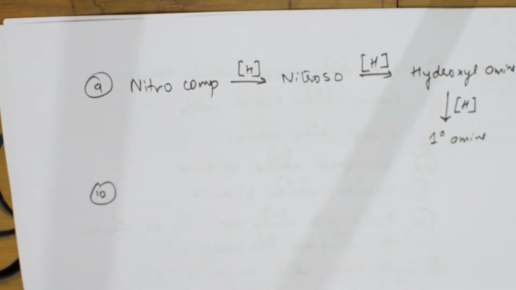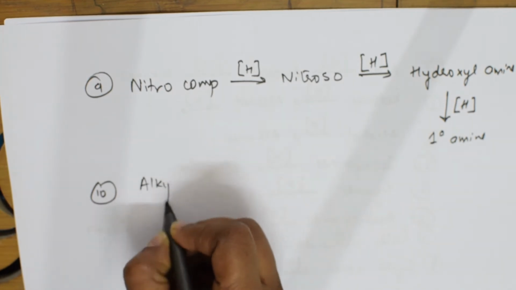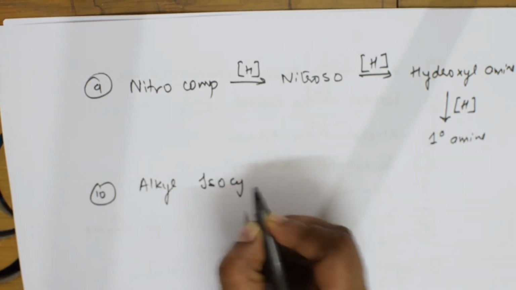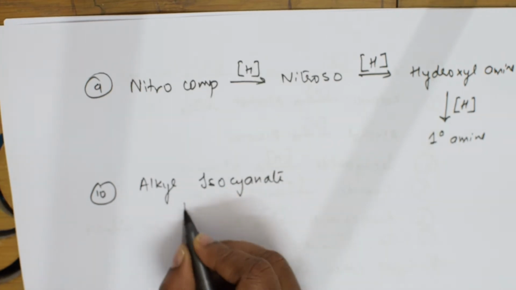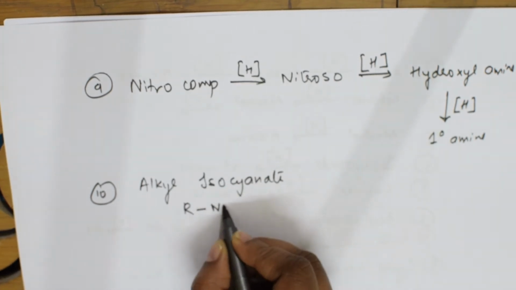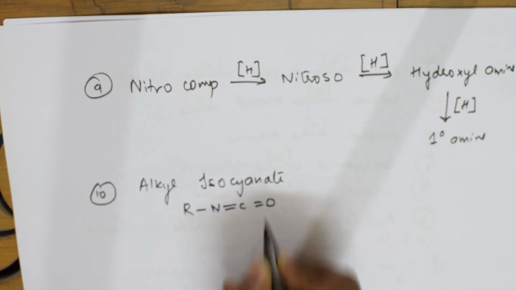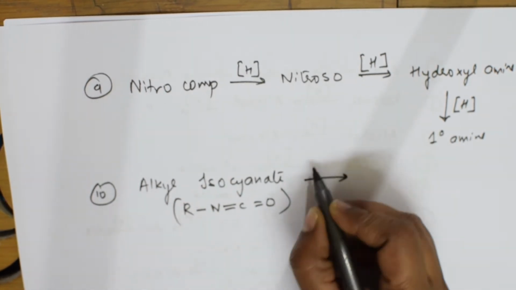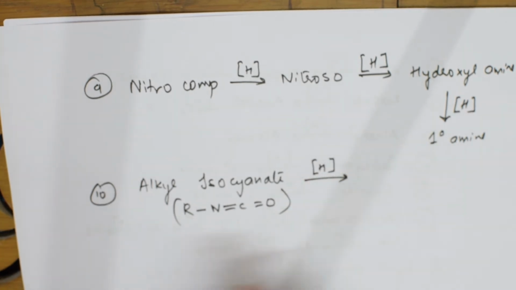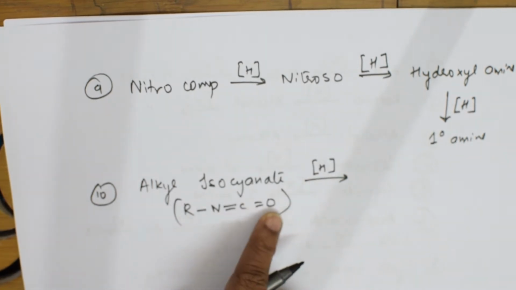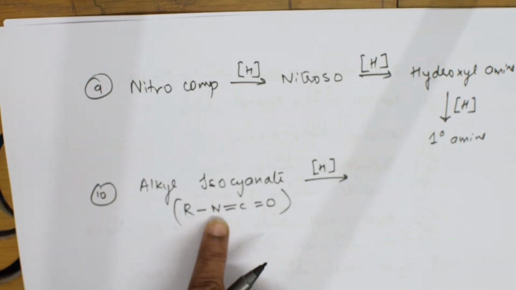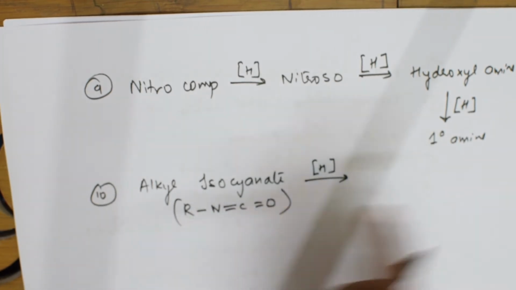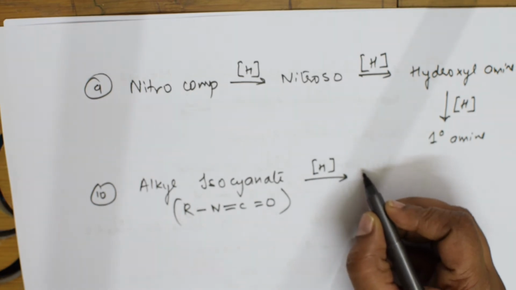Now let me come back. Let us learn some more. Suppose I have alkyl isocyanate. Okay, one more combination, alkyl isocyanate. How do I write alkyl isocyanate? I write alkyl isocyanate as R, N, double bond, C, double bond, O. Suppose I allow it to undergo the reduction process, what do I get? Now, R N C double bond O. See here, one hydrogen adds here, 2 hydrogens add here, 1 hydrogen adds here.